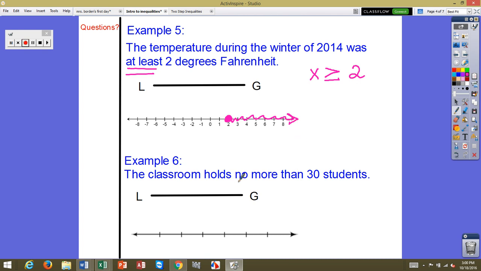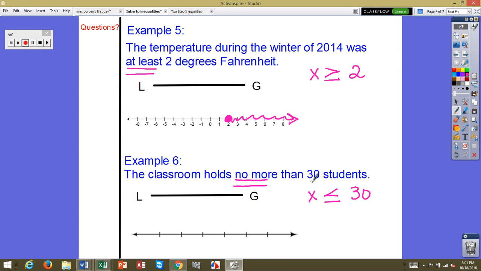The classroom holds no more than 30 students. No more than, so 30 is the limit. It's the maximum. So we have x on the left, 30 on the right, and we're going to say that x has to be less than or equal to 30, because we have to have no more than 30.